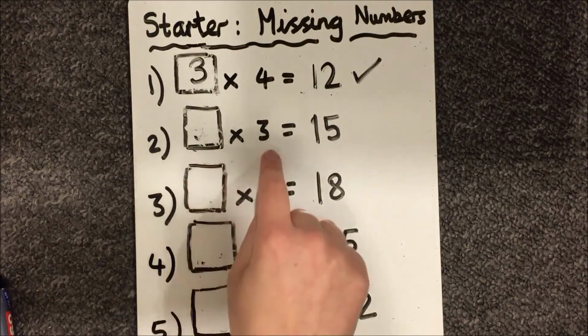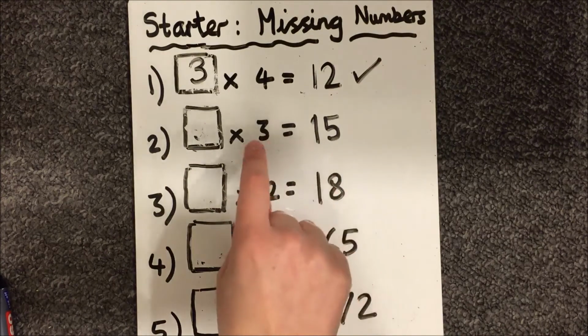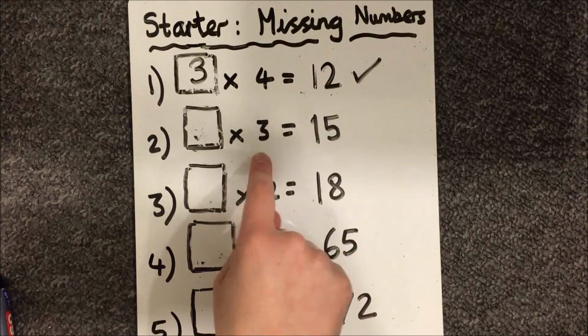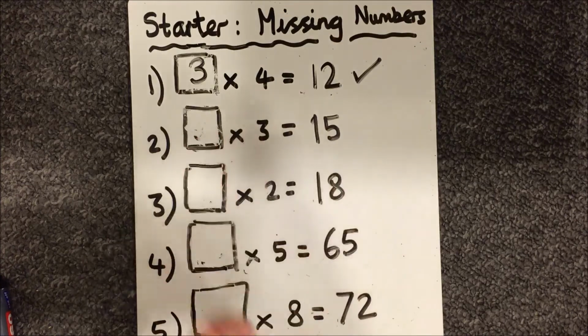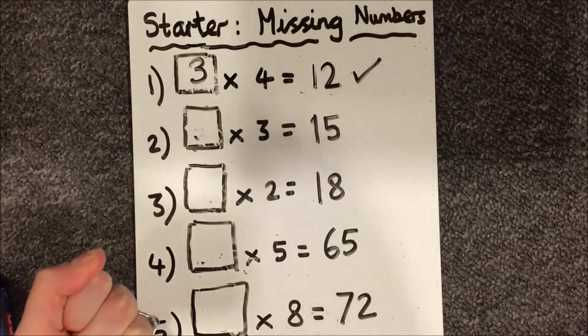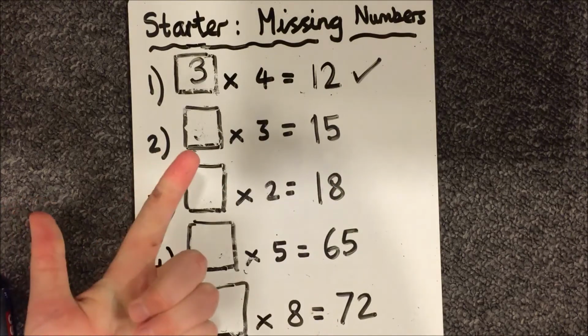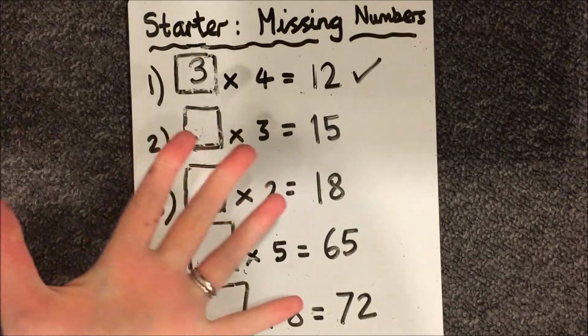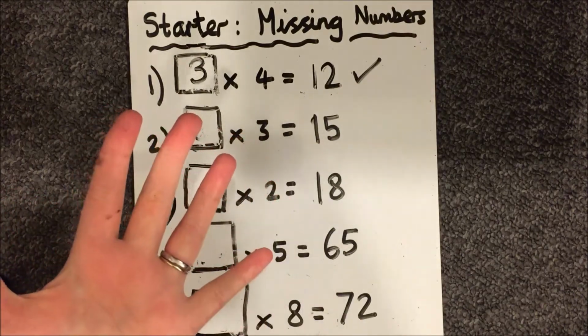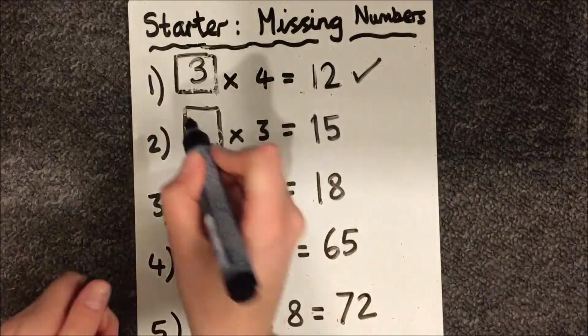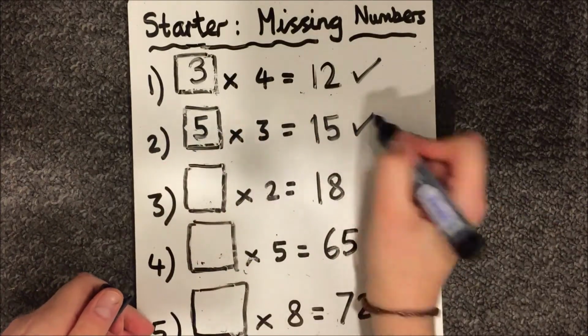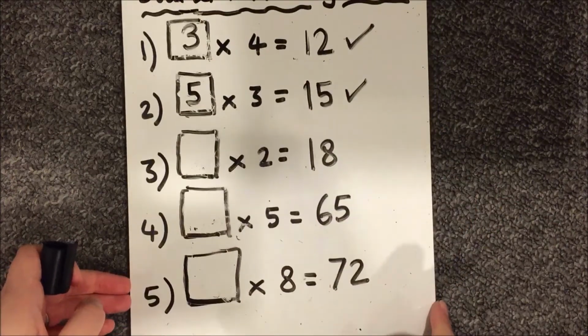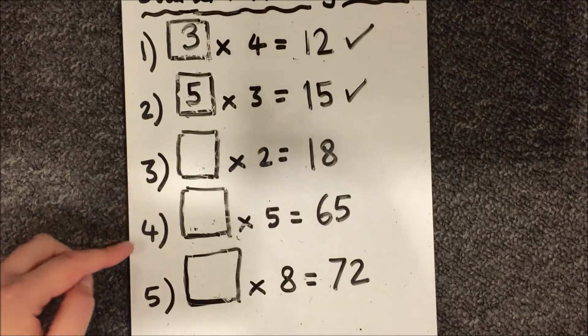Next one, something times 3 is the same as 15. I know I've got 3 in each group and it makes 15, but I don't know how many groups. Let's count in 3s. Off we go together. 3, 6, 9, 12, 15. How many times did I count 3? 5. 5 times 3.